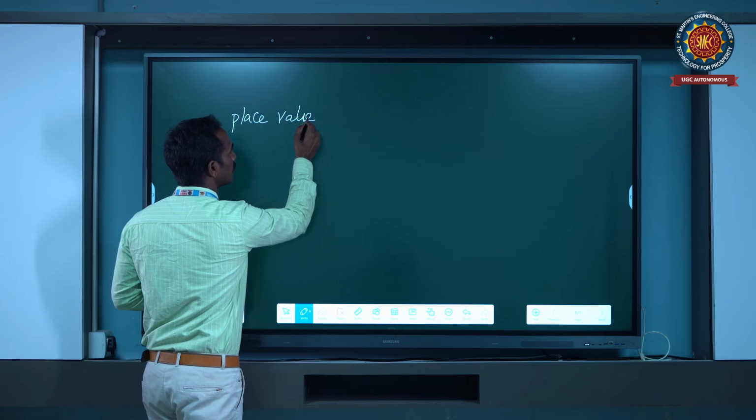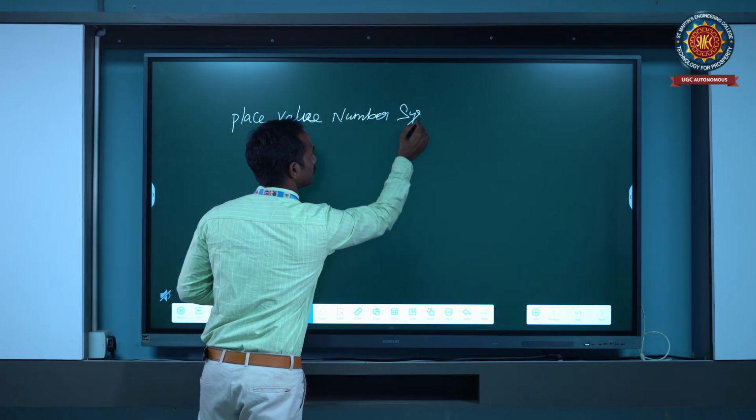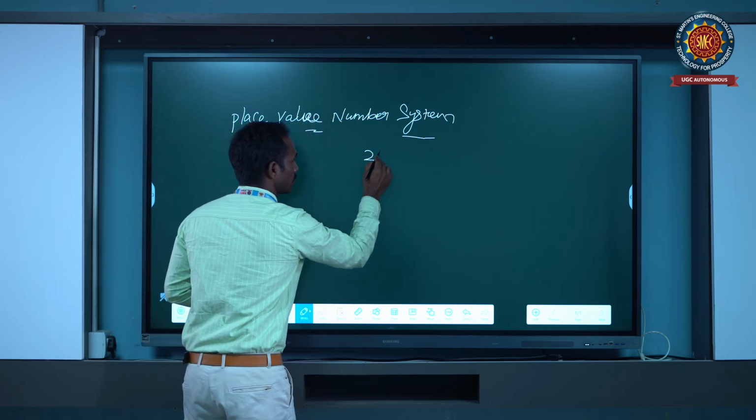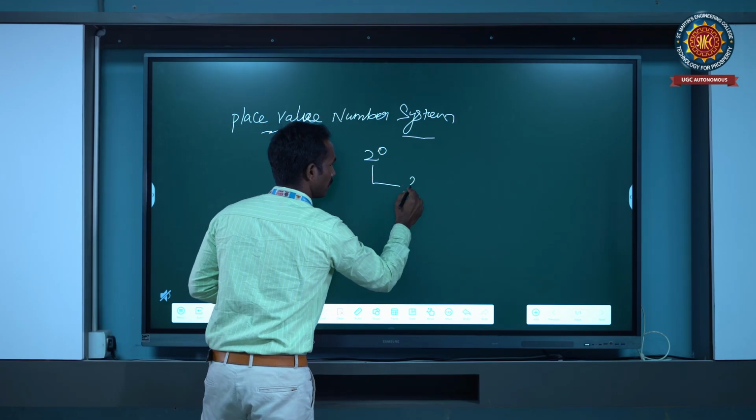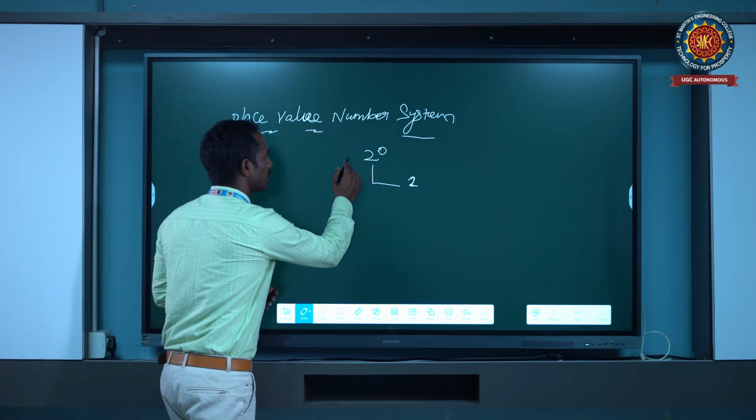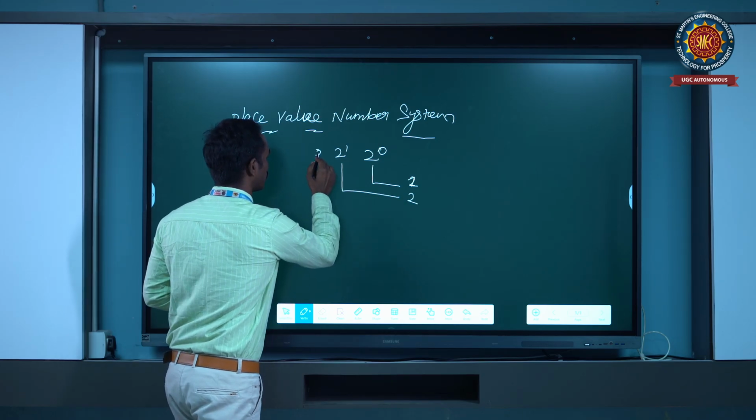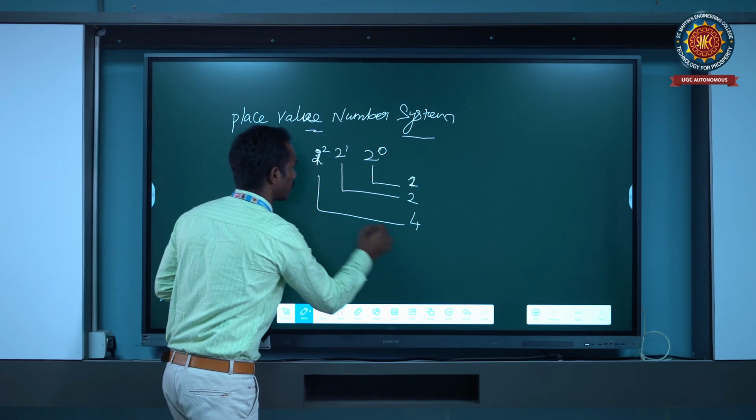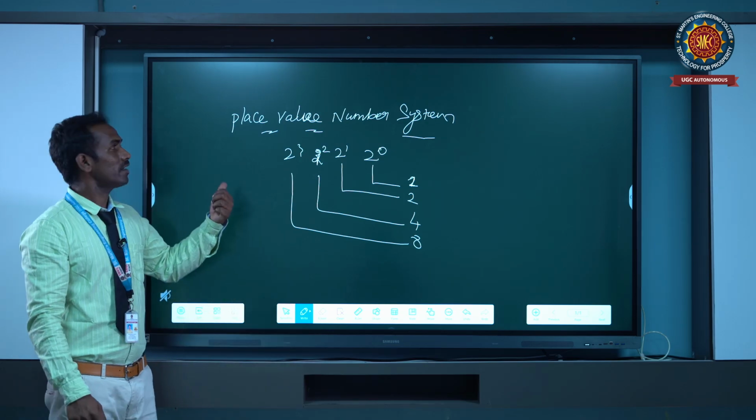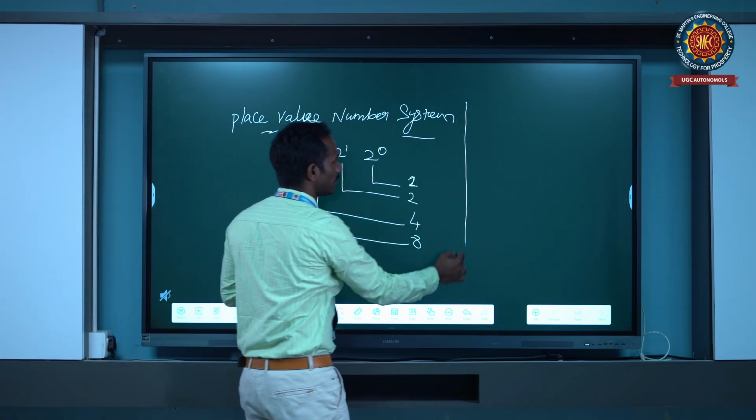Place value of the number system. Two power 0, anything power 0 will be 1 only. 2 power 1 is 2. 2 power 2 is 4. 2 power 3 is 8. Like that we can write the place value for the binary number system.